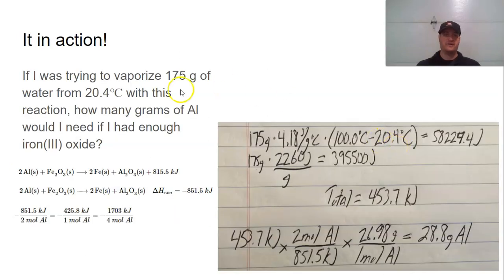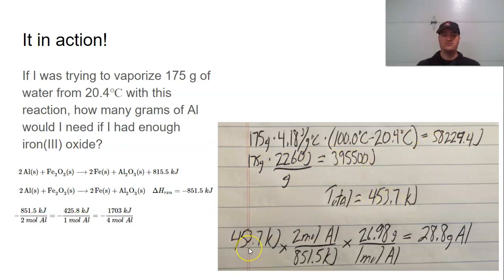Like this in action. So if I was trying to vaporize 175 grams of water from 20.4 degrees, using the reaction, what would I need to have here? So if I'm using this idea of aluminum, I first need to find out how many joules it takes in order to get there. So if I take my mass of water times my specific heat, times the temperature change, this would get it to boiling, so many joules. Then to vaporize it, so many more joules. I added those together and turned those into kilojoules.